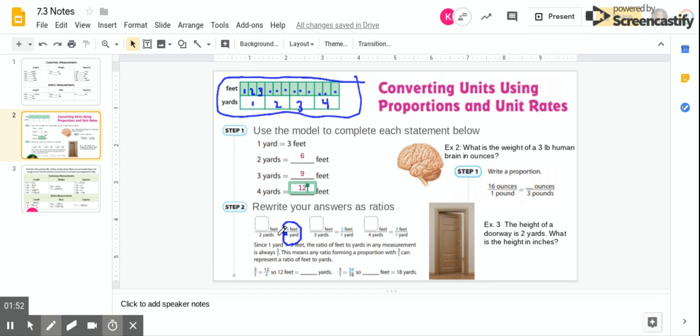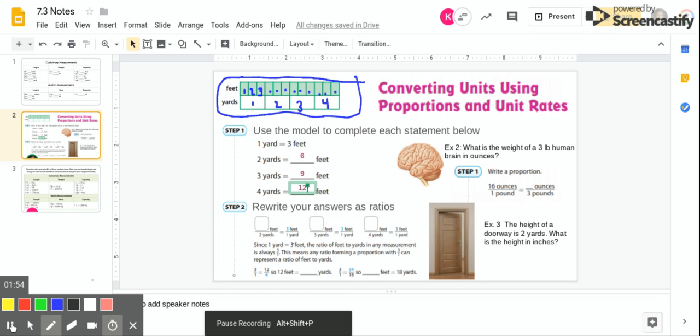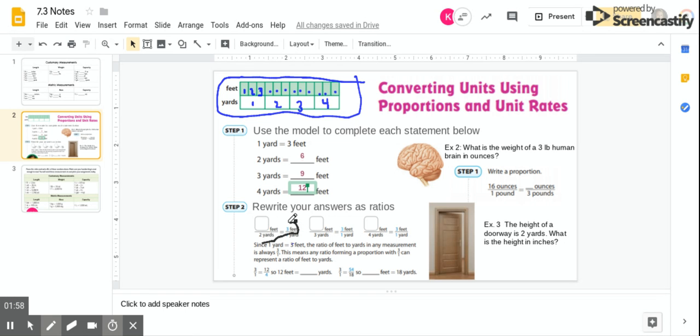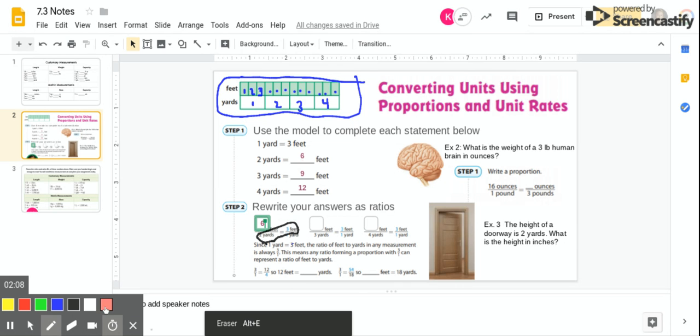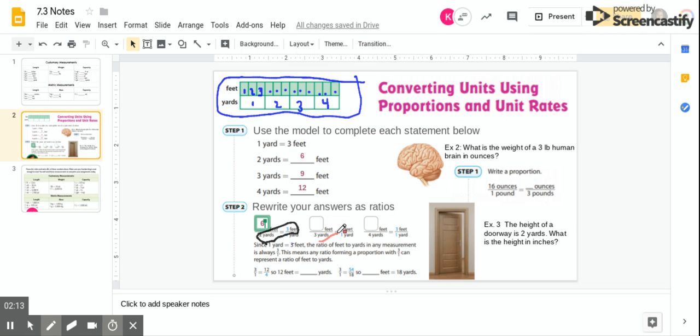So if you cross multiply, let me pause this. So if you cross multiply, you do 2 times 3, which is 6, and then you would divide by the third number, which is a 1. So your answer would just be 6. So there's 6 feet in 2 yards. Let's do the other one. Now we're asking how many feet are in 3 yards. So cross multiply. So 3 times 3 is 9. Divide by the third number. So 9 divided by 1 is 9.